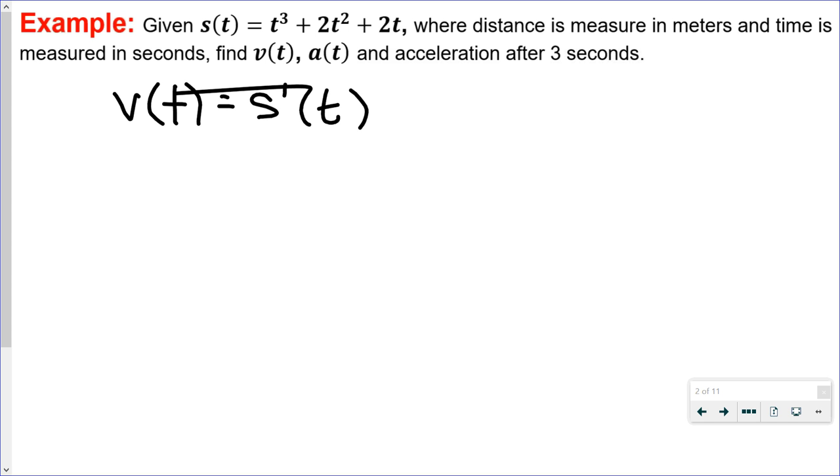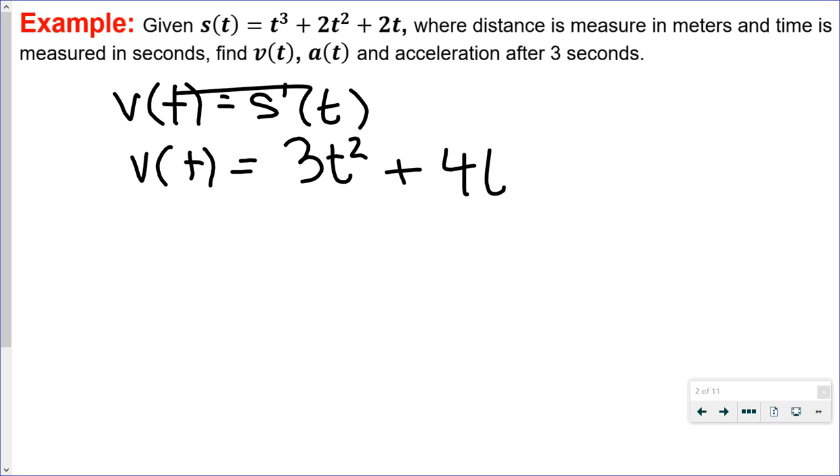So velocity is the first derivative of the position function. So velocity is the derivative of t cubed plus the derivative of 2t squared plus the derivative of 2t. So that's what velocity is.